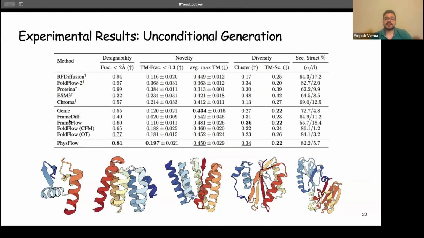We also have methods that have been trained on the same data set, like Genie, FrameDiff, FrameFlow, FoldFlow, and PhaseFlow, and so on. These are methods that have been trained on the same PDB data set, offering a fairer apples-to-apples comparison. And we see that it performs really well and gets state-of-the-art results. And here are some of the proteins that have been generated from it.